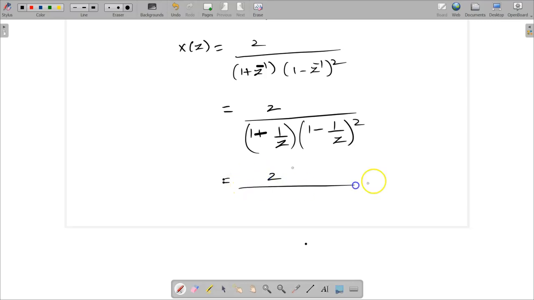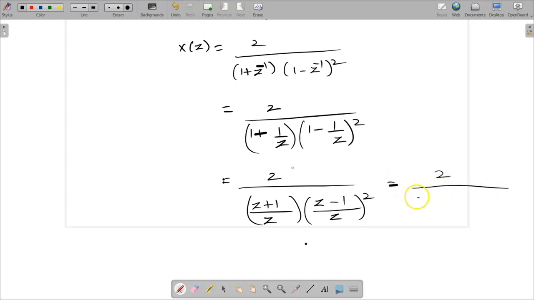Which is equal to 2 by, so here we can take LCM as Z. So 1 into Z it is Z plus 1, and then for this term the LCM is Z. So 1 into Z it is Z, Z minus 1 the whole square, which is nothing but 2 by, so Z plus 1 we can write as it is divided by Z, and for this term we have square for both numerator and denominator, so which we can split as Z minus 1 the whole square divided by Z square.